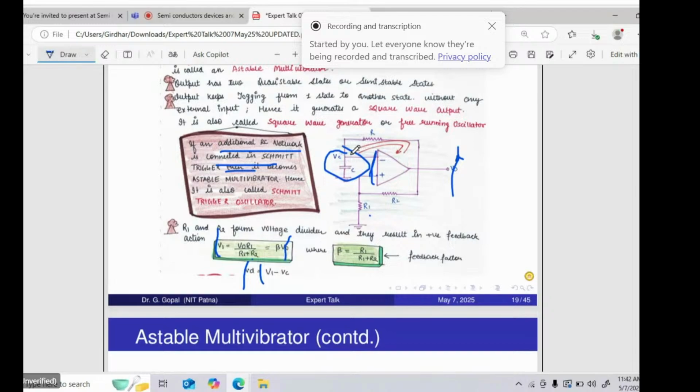So these are the two points, the upper trigger point and the lower trigger point. Now, like in the same Schmitt trigger, you are comparing V1 with VC. So what is VD here? VD is the difference, V1 minus VC. What is V1 here? V1 is beta V0, and V0 is plus Vsat or minus Vsat. So V1 is plus beta Vsat, the upper trigger point. So we can write VD is beta Vsat minus VC. Now you have to compare this VC and beta Vsat. So this is simple differentiation.